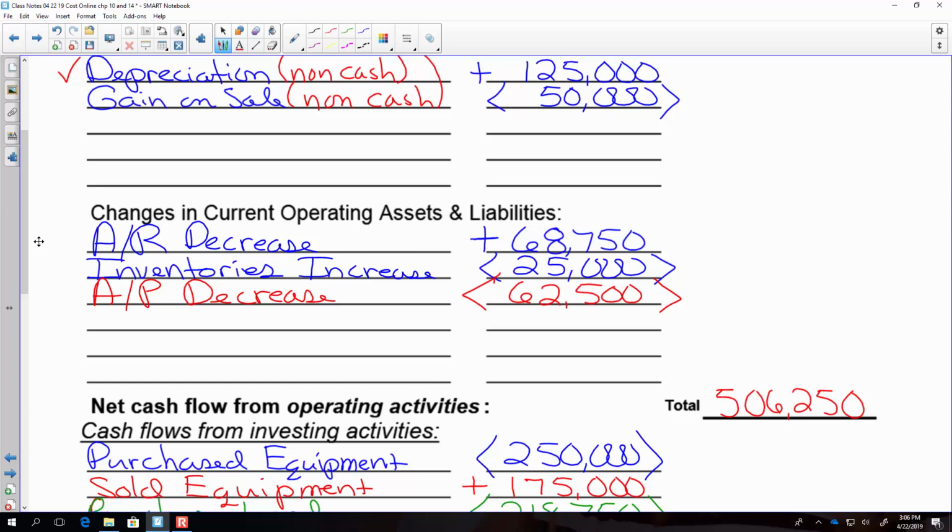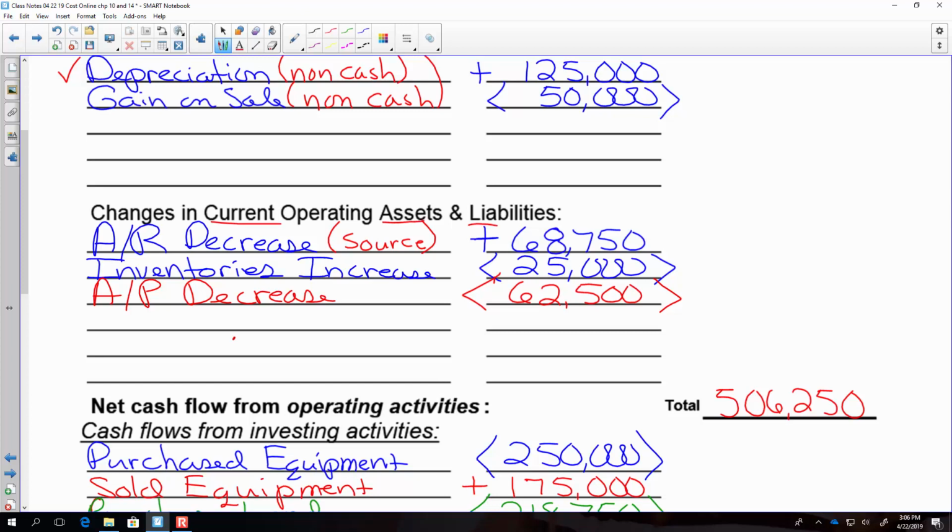So last year, we ended the year with 350. We currently have 281,250. That's a difference of $68,750. And you notice that the receivables are decreasing. Well, that's a source of cash. If I'm collecting more than I'm incurring, that's a source, and that's why we're adding cash to that number here for accounts receivable decrease.